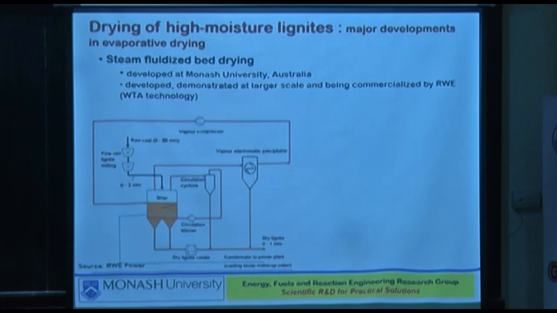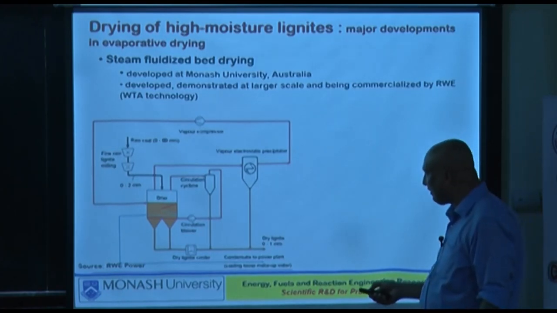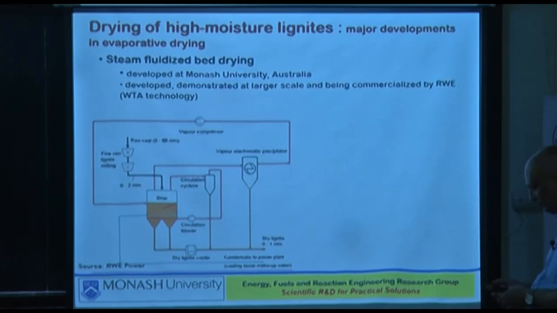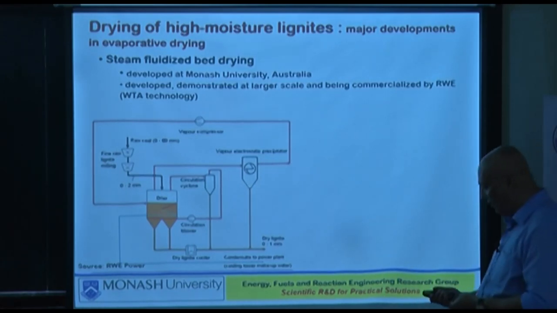So what they do in their technology is, because it's vapor, it is cleaned, and then it goes through a vapor compressor. So the steam is again compressed, and then supplies the additional heat here inside the dryer.